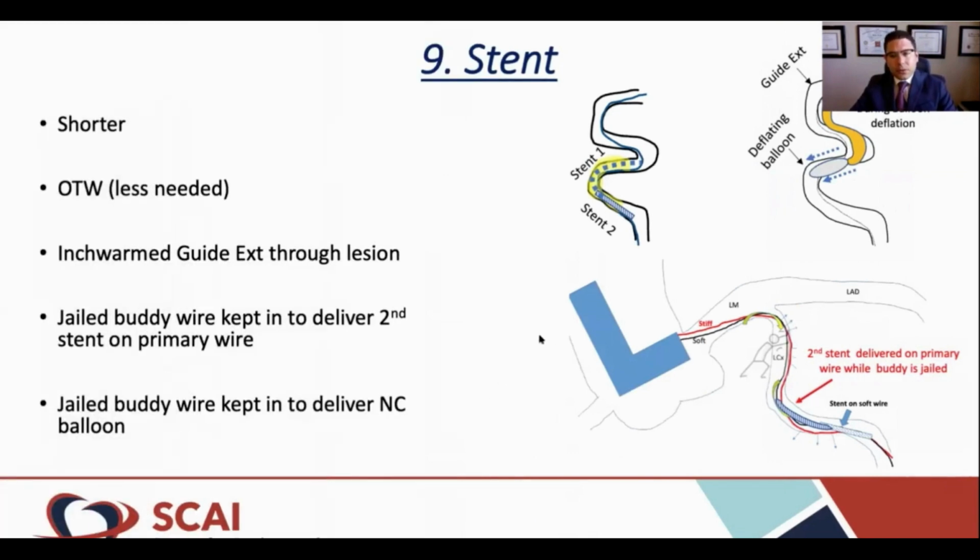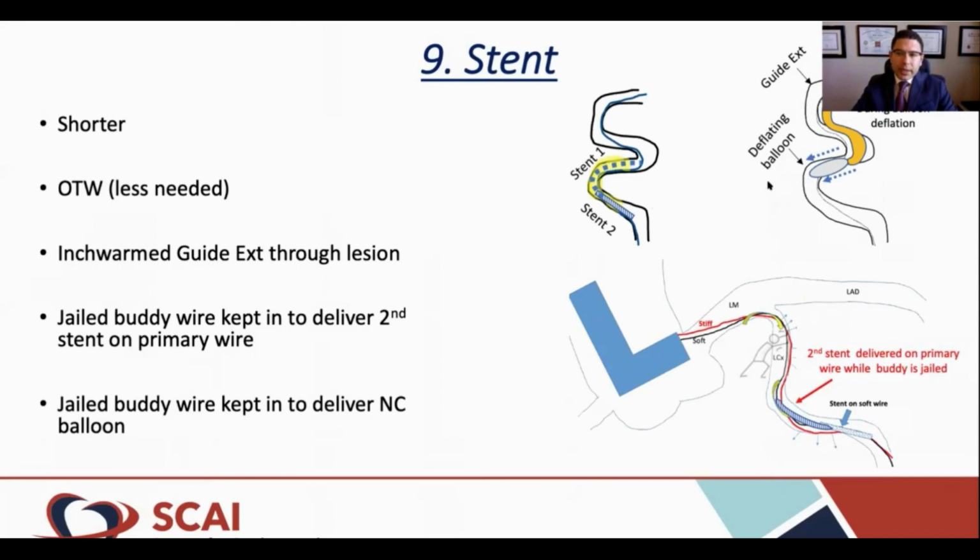And stent choice and characteristics is very important. We often choose short stents. We overlap them when we can't deliver, like in this figure here. Over the wire if needed, but most of the new technology with the new designs of monorails have overcome that, so we're using them less and less.